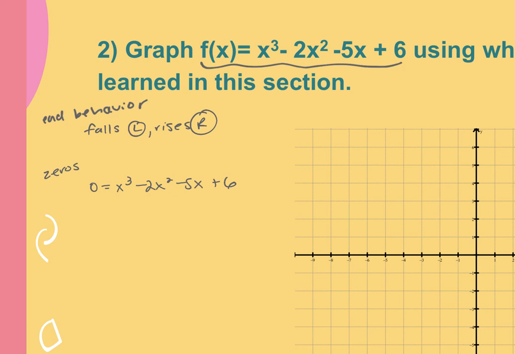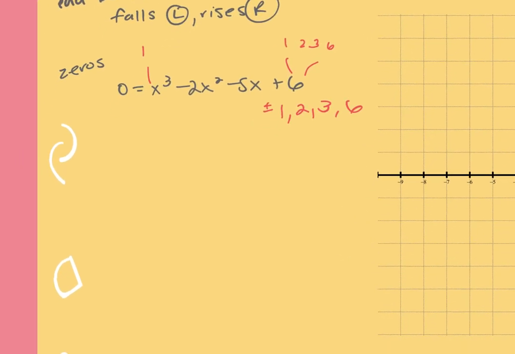So I go plus and minus, factors of last. Luckily, it's just 1 and 6 and 2 and 3. Factors of first is just 1. So plus and minus 1, 2, 3, and 6. Take a negative 1, put it on the outside.